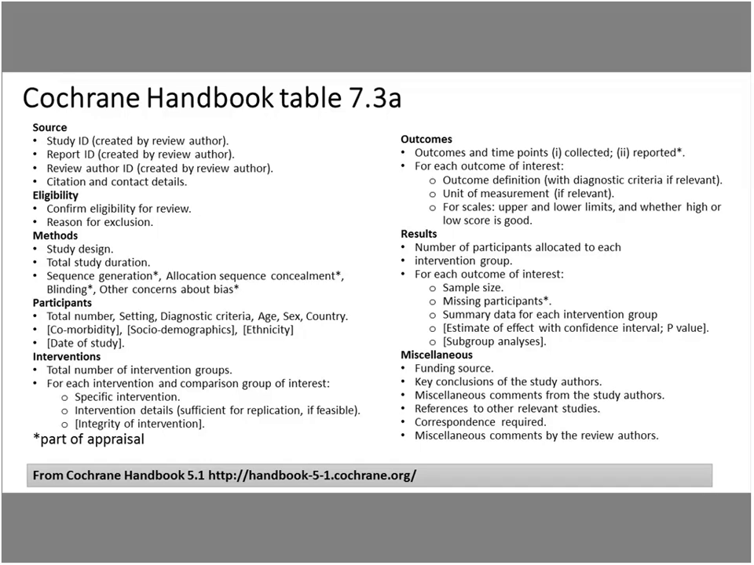And Cochran does show in this table that there are items on here that would be part of their appraisal, which has 7 items that they look at for randomized control trials. And then you can see they work through the results and then miscellaneous things.